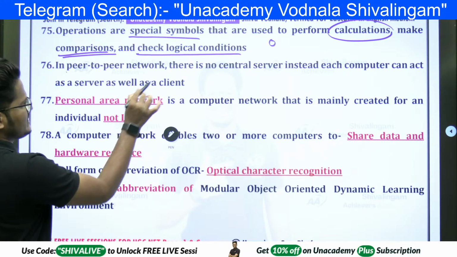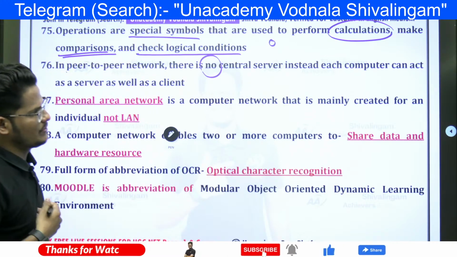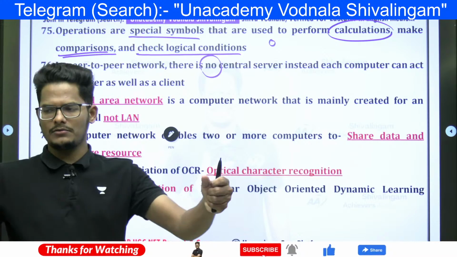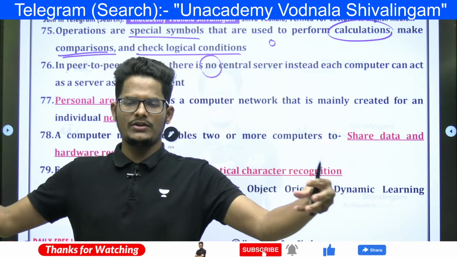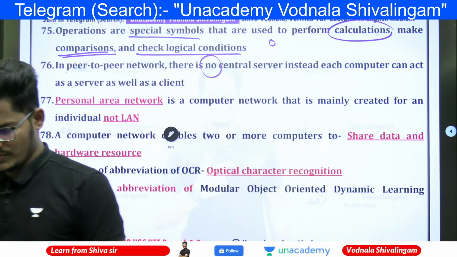And in a peer-to-peer network, there is no central server. Instead, each computer acts as a server. Peer-to-peer means one colleague to another, between your friends, one computer to another computer, where things get shared. That comes under peer-to-peer.